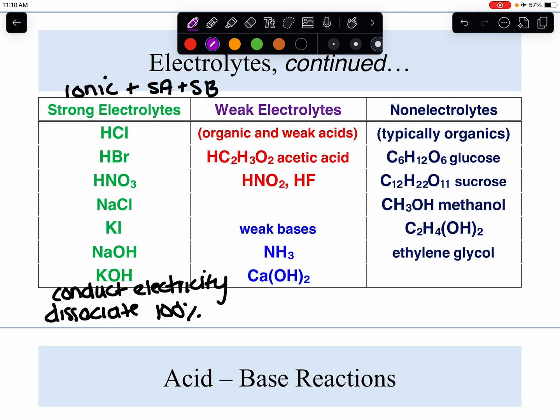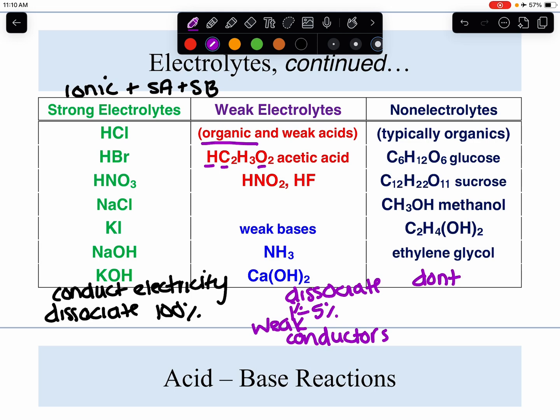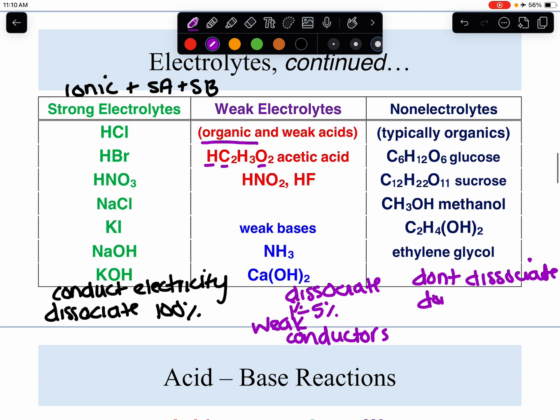Weak, we have to understand that they are usually organic, which just means H, C's and O's, and some weak bases, which you're not going to have to memorize. We know that these dissociate about, we're going to say, 1 to 5% or so, which is very few is really all you need to understand. And they are very weak conductors of electricity, so barely at all. And non-electrolytes, you have to know they don't dissociate and they don't conduct heat or electricity.